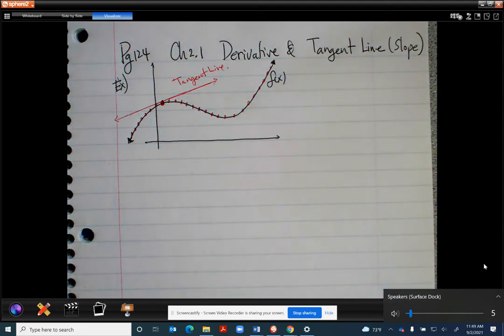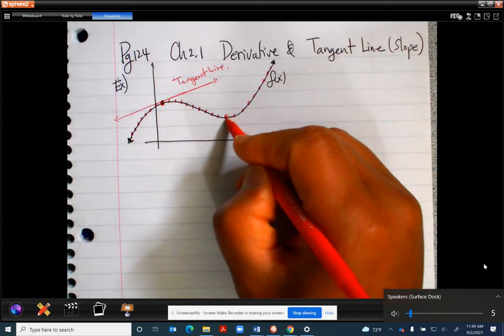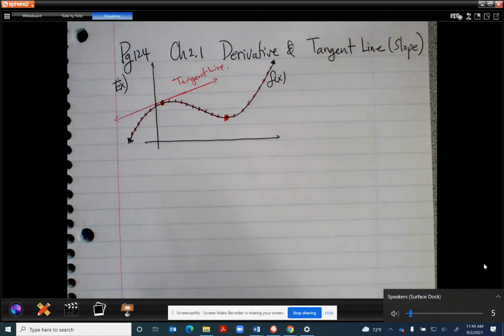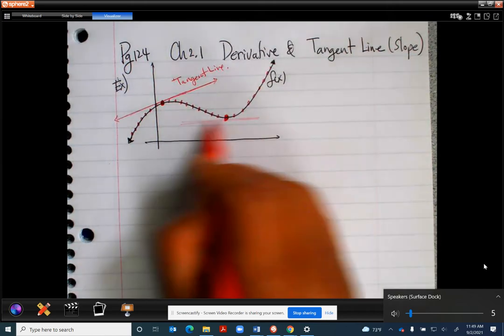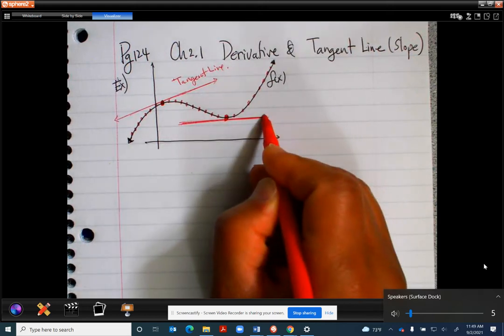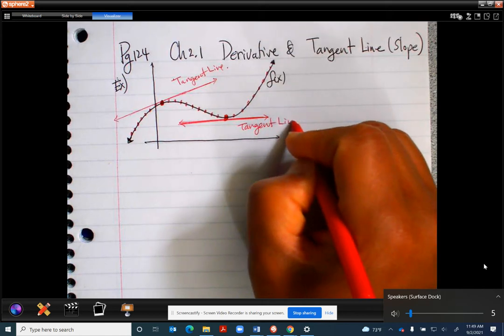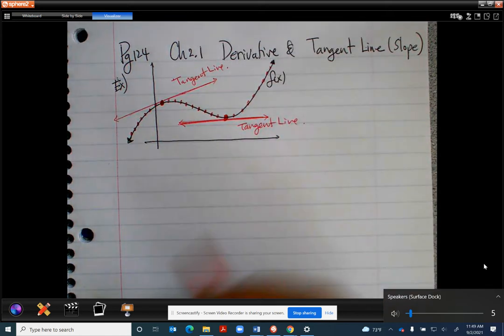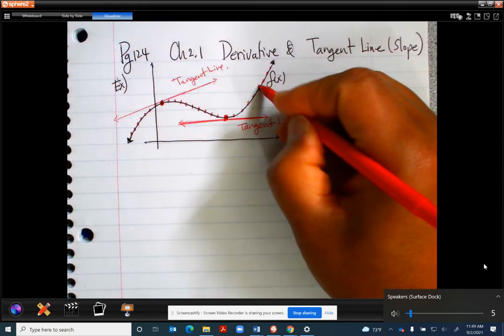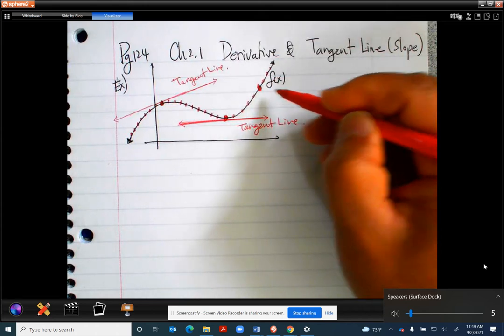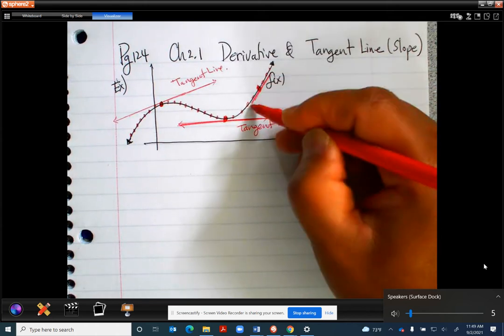But we have many, many points along this curve. Do you see the points? If I happen to pick a point down here, can you visualize your tangent line at that point? Can you visualize it? So it will go somewhat like this. This will be your tangent line. And if you happen to pick a point there, can you visualize a tangent line through that point? It will be somewhat like this.